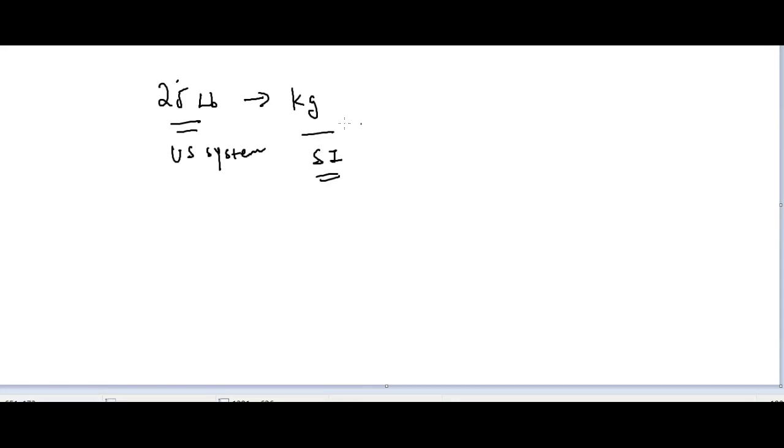So in order to convert 25 pounds to kilogram, we have to use something called a conversion factor. In most cases, a conversion factor will be given to you. Let's say 1 kilogram equals 2.20 pounds. You may have to memorize this, but in most cases it will be given to you. What we need to know here is how you set up the conversion factor.